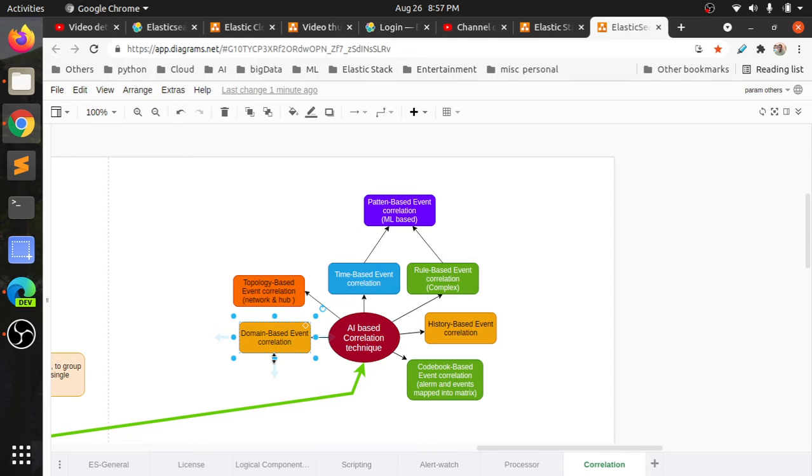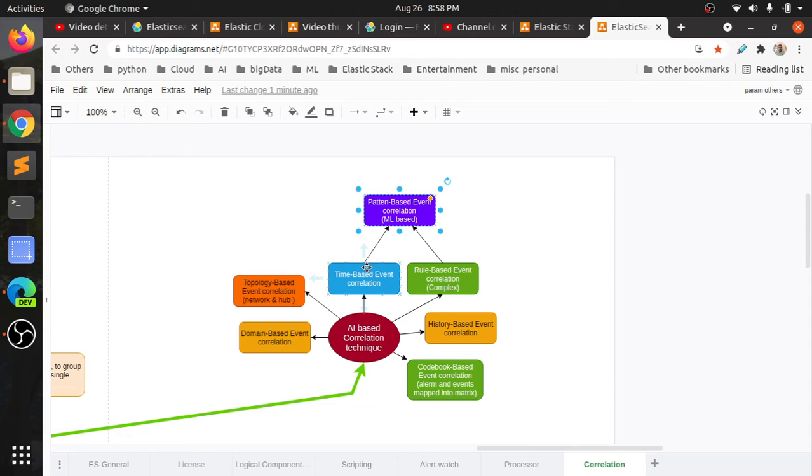Similarly, these are some techniques: topology based, domain based, time based, rule based correlation, and then history based event correlations. Then code book based event correlations, where usually all the events are mapped to a matrix. Then pattern based event correlations. This pattern based correlation is a hybrid of time based event correlation and rule based event correlation.